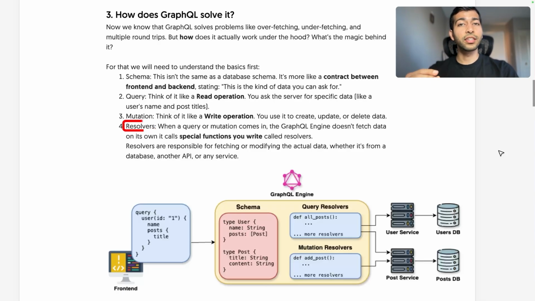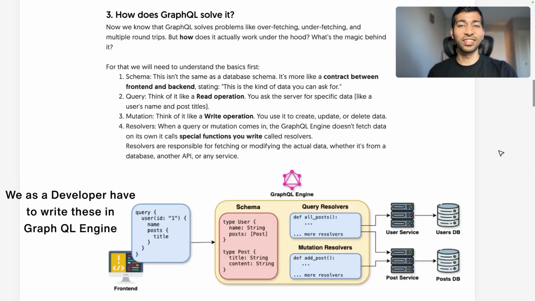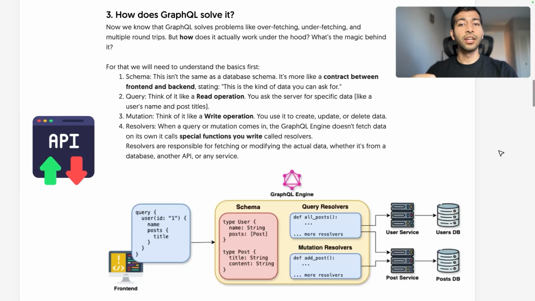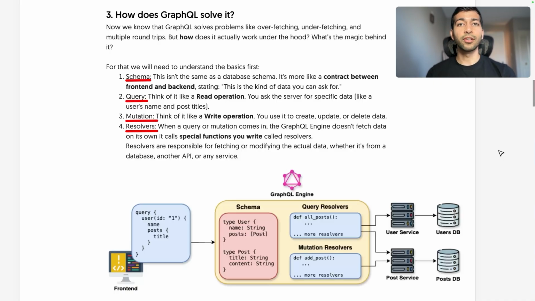Now, the fourth one is a resolver. The whole major crux of GraphQL lies in this resolver. When we send a query or mutation to the GraphQL engine, the engine doesn't fetch data on its own. It has special functions written for it. The functions could be, get me all of the posts for this user's friends, or add a post for this user. These are not actually present there; we as developers have to write these in the GraphQL engine. These resolvers are responsible for fetching and modifying the actual data. They will be communicating with the user service, post service, or different services and databases and making changes, or maybe even calling different APIs to actually find that data for you. So these are the basic words, quite overwhelming right now.